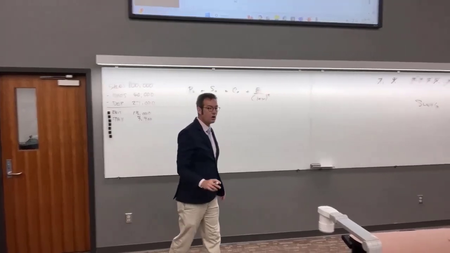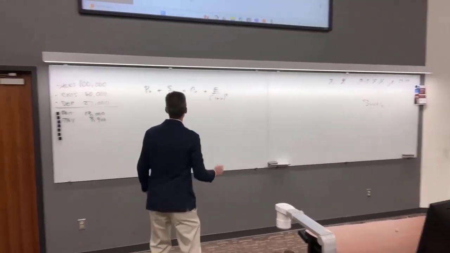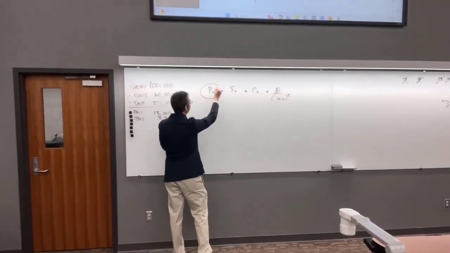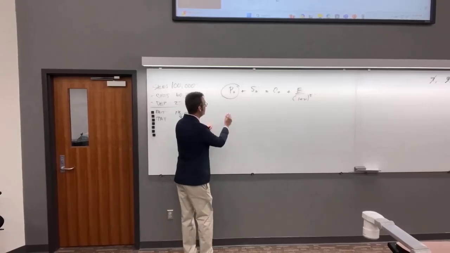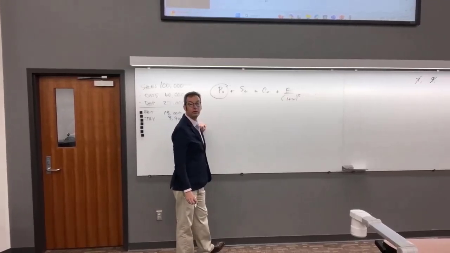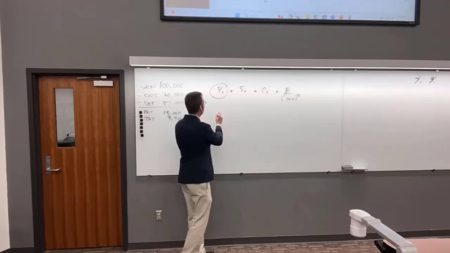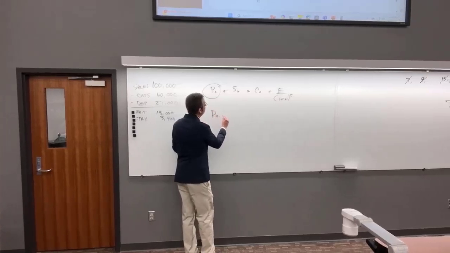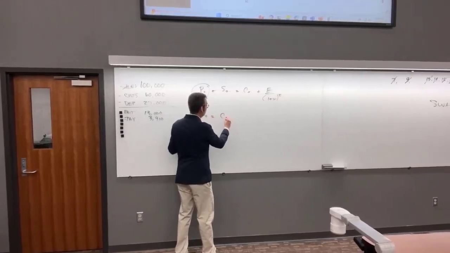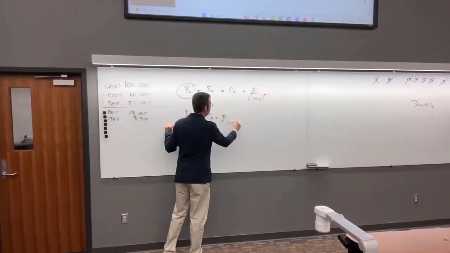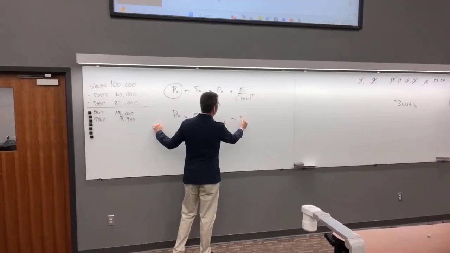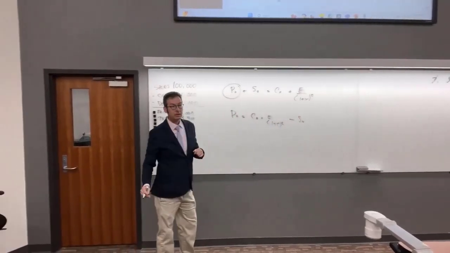Now, what are they asking us to calculate? They're asking us to calculate put. So I need to rearrange this by subtracting S sub 0 from both sides. P sub 0 is equal to C sub 0 plus E divided by 1 plus R to the T minus S sub 0. Are you with me so far?